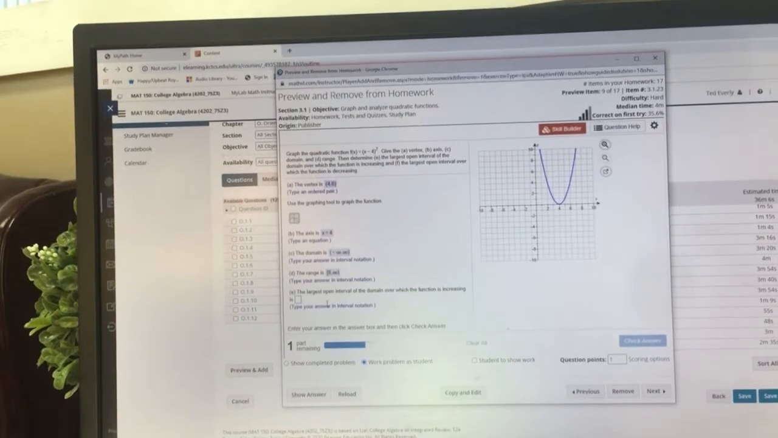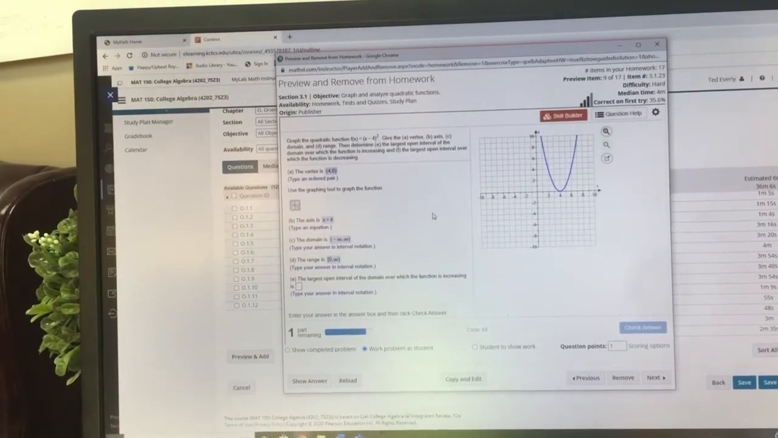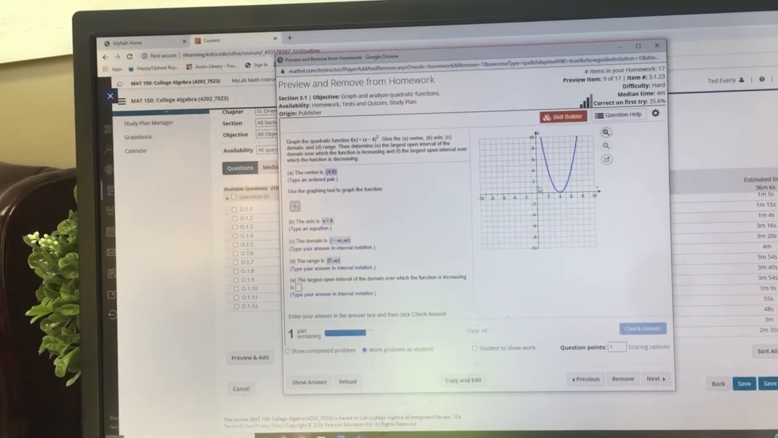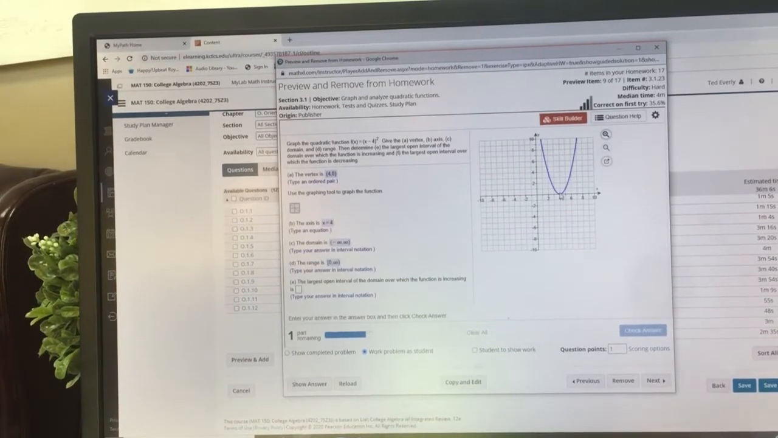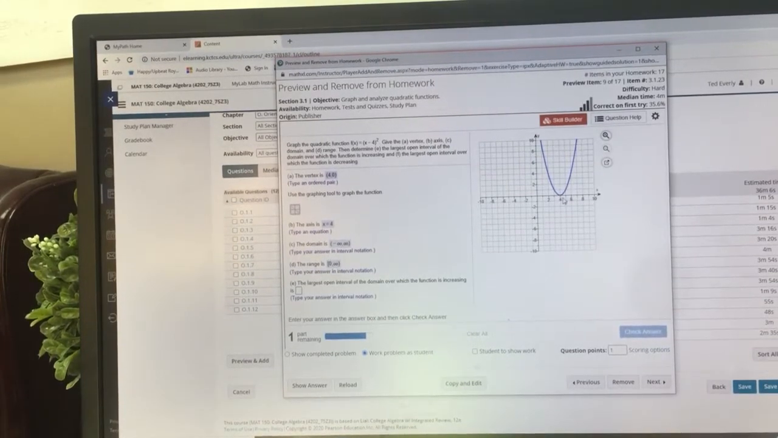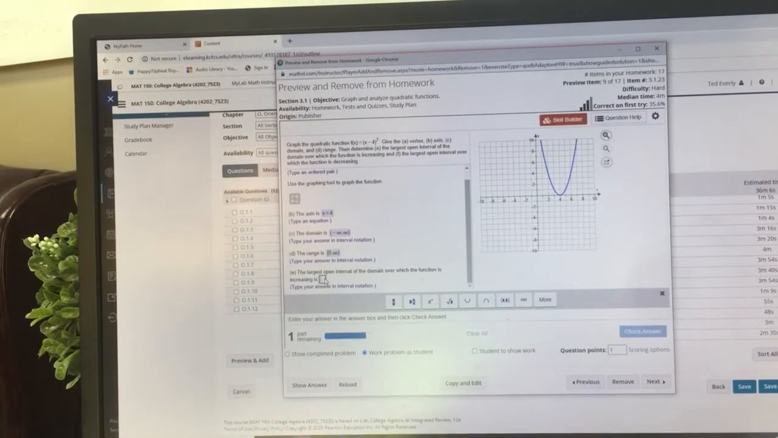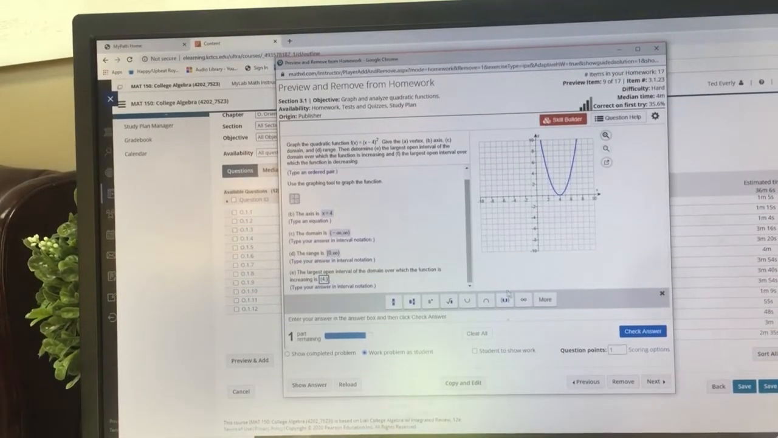And then the largest open interval on which the function is increasing. As you remember, increasing is when you go to the right, it goes up. And that happens right here. This part right here is increasing. It starts right there at 4, and it goes to infinity. So from 4 to infinity, it's increasing.